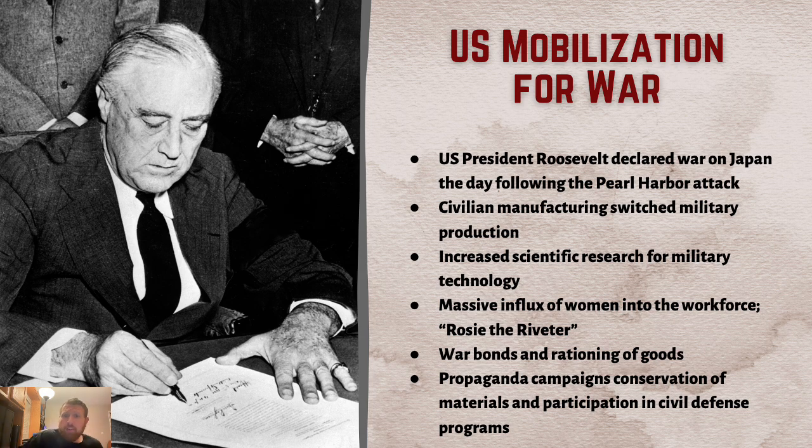This was a process that was managed by various new government agencies, like the War Production Board and the Office of War Mobilization. These agencies oversaw the conversion of civilian manufacturing capabilities into military production, much like we saw in Britain. For example, automobile factories began producing tanks and aircraft instead of cars.